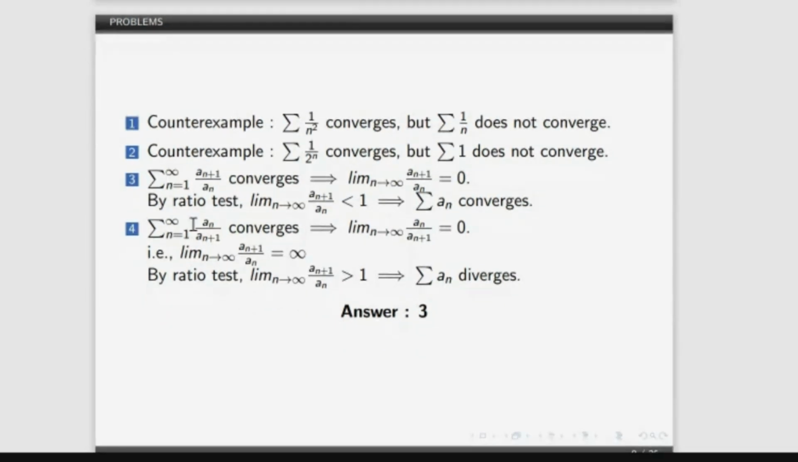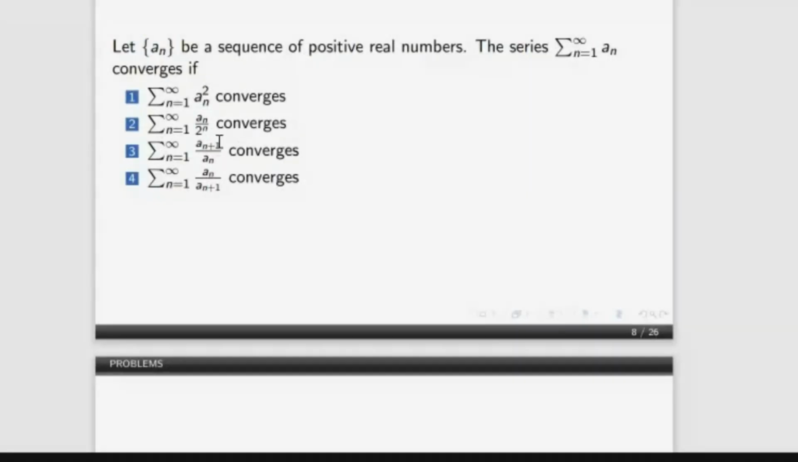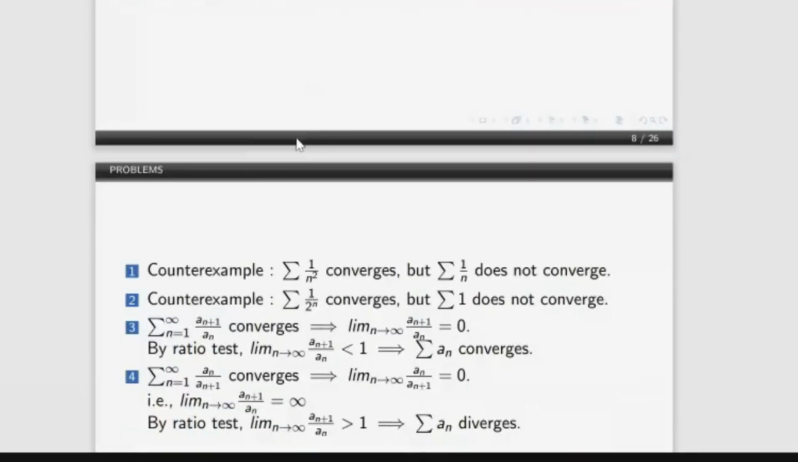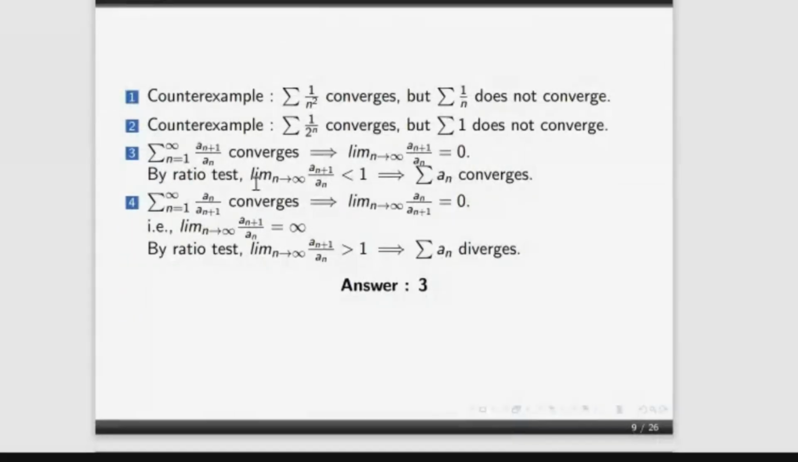Okay. So I'm taking series an plus 1 by an, right? First option. It is given that it is convergent. So we have already used the result that if the series is convergent, the limit of the nth term, or the limit of the nth sequence value, converges to 0. So here what I get is limit n tends to infinity, an plus 1 by an is 0. So by ratio test, what do we have? The limit value is less than 1, which implies that the series is convergent.